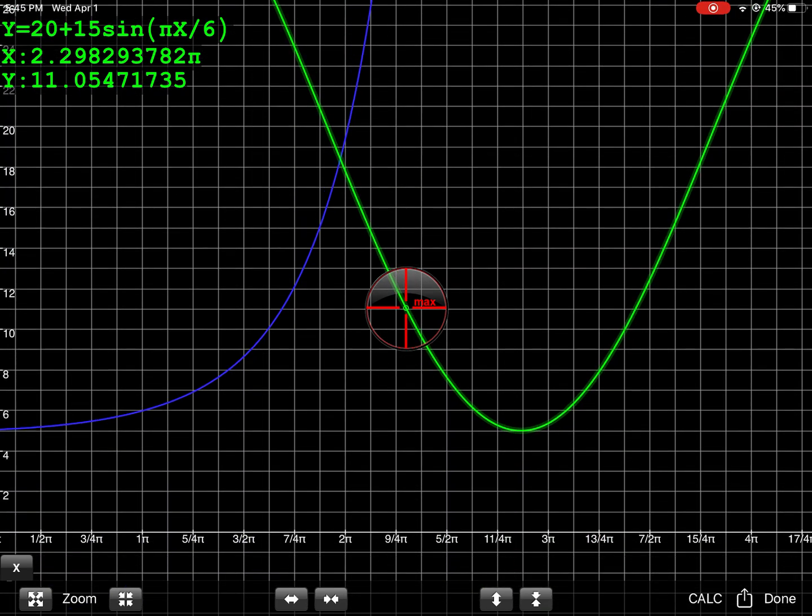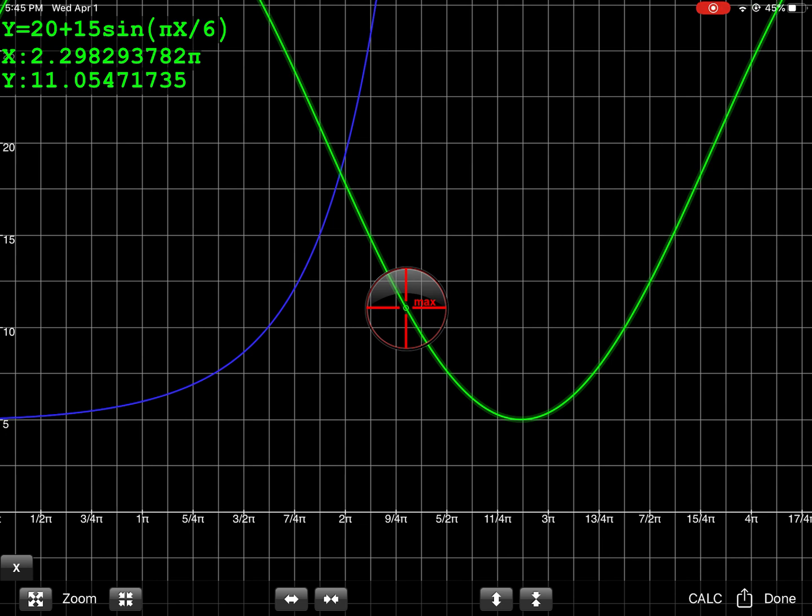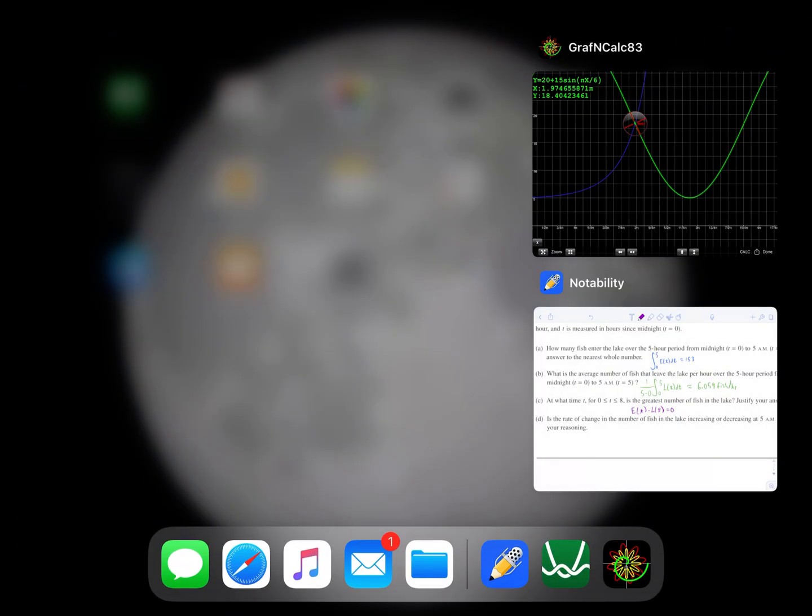There we go. All right, now we can see a good picture of it. So we're looking for that intersection point right there. You could also subtract the two and find when it equals 0, and then when it changes from above the x-axis to below the x-axis, that's the same thing.